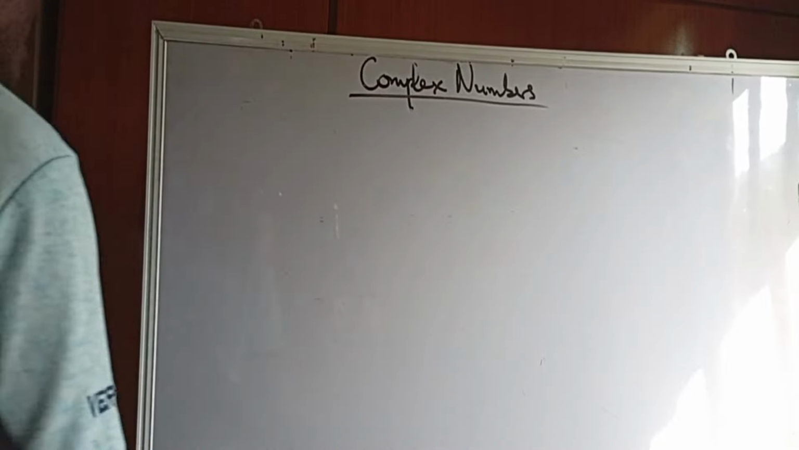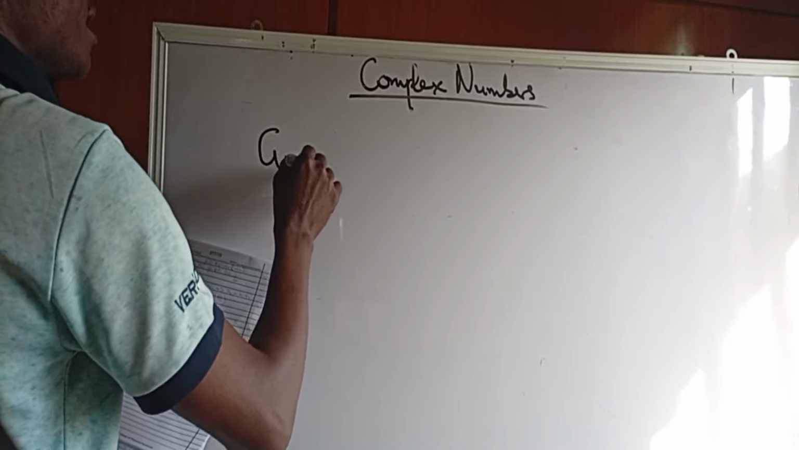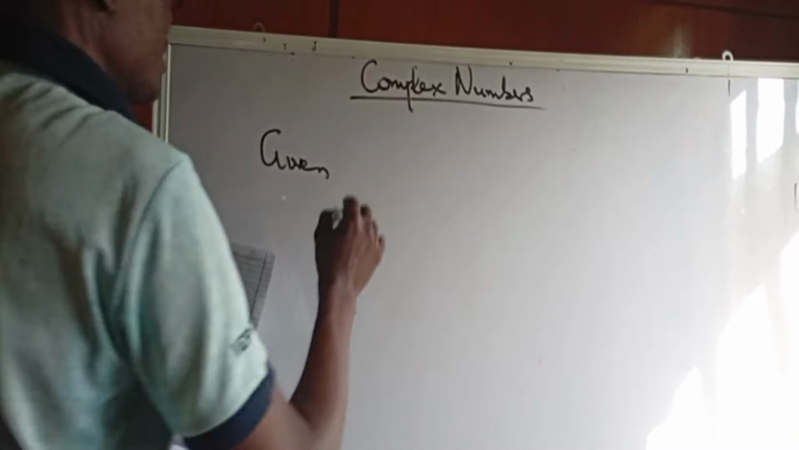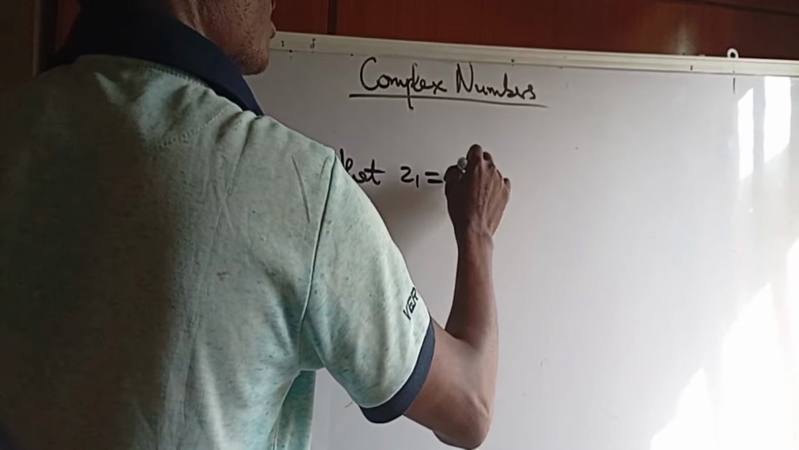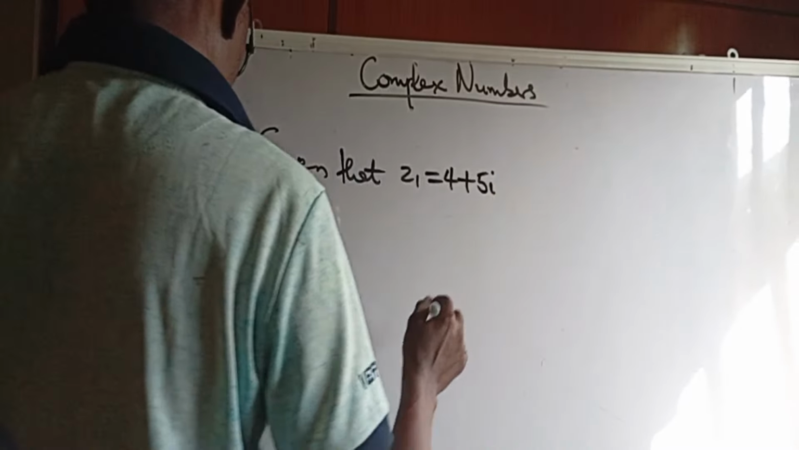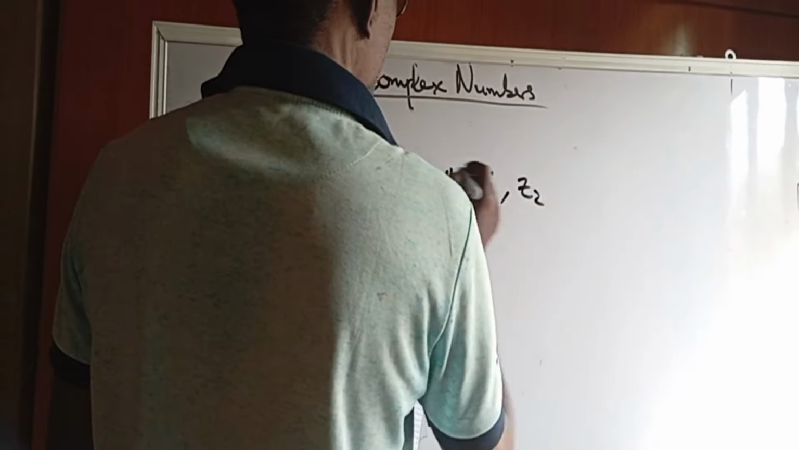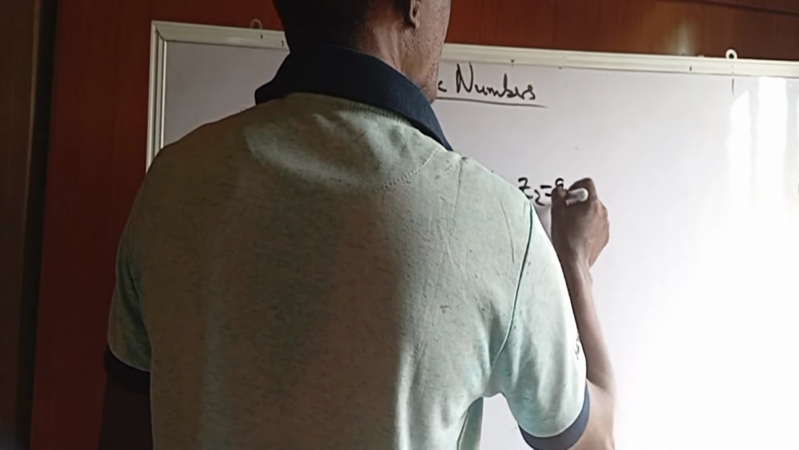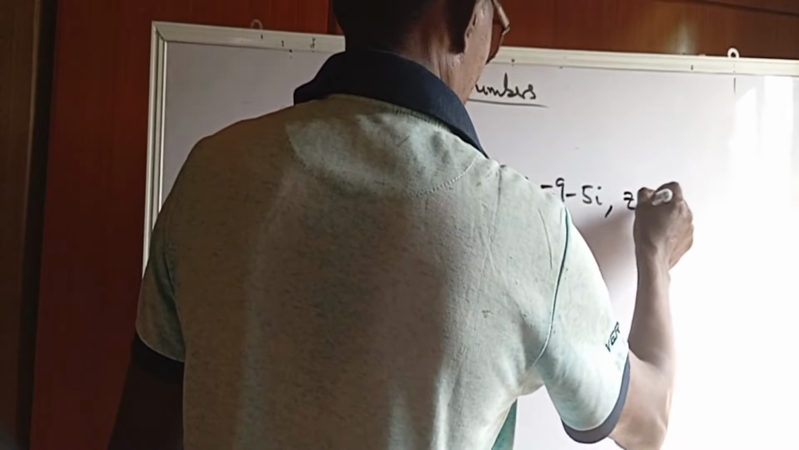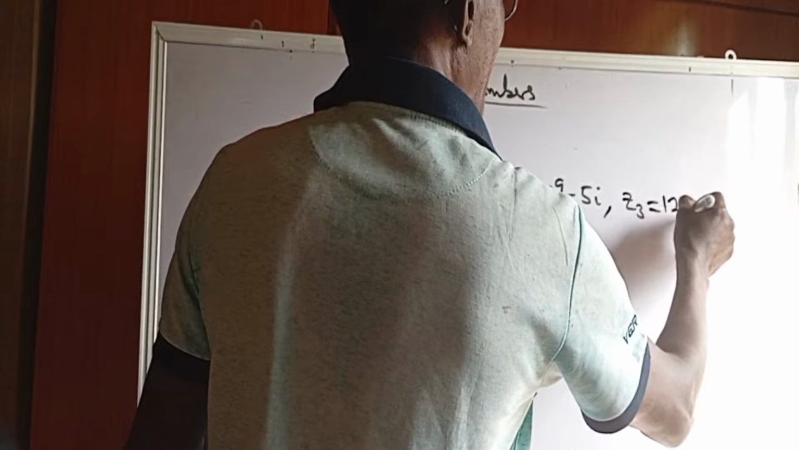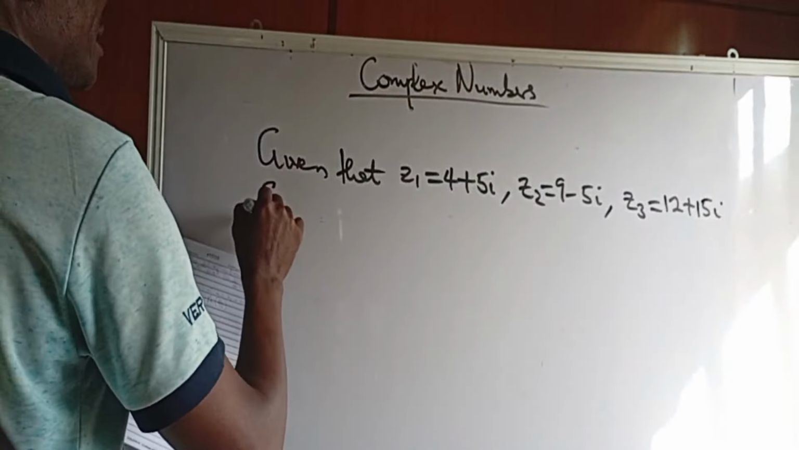Now this one says, given, I think that this is number 6 question. Given that Z1 is equal to 4 plus 5i, Z2, that is another complex number, is equal to 9 minus 5i, Z3 is equal to 12 plus 15i. Okay. Now evaluate. Let's write all the questions.